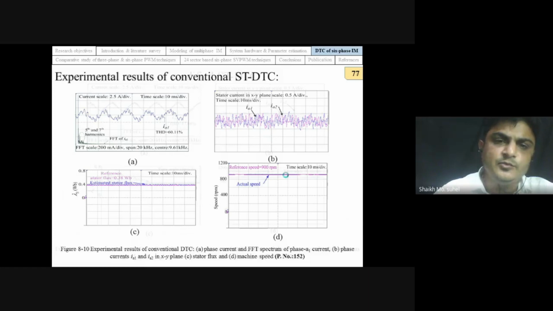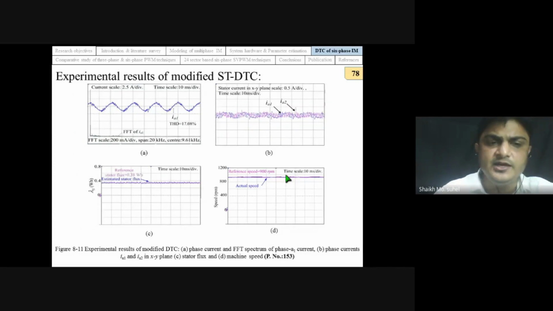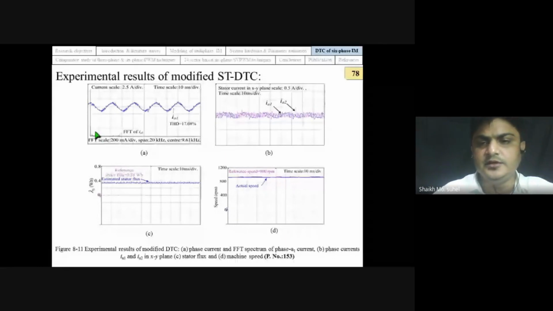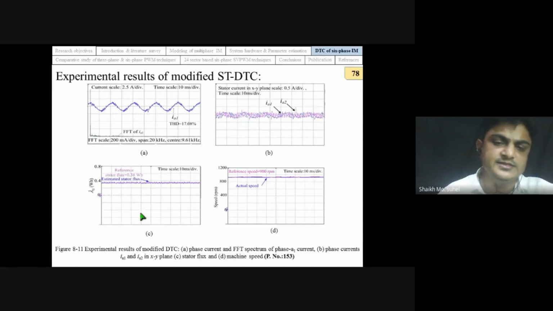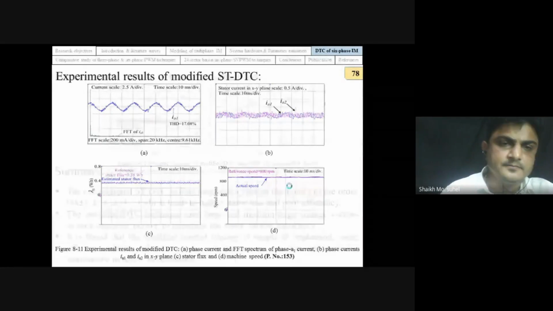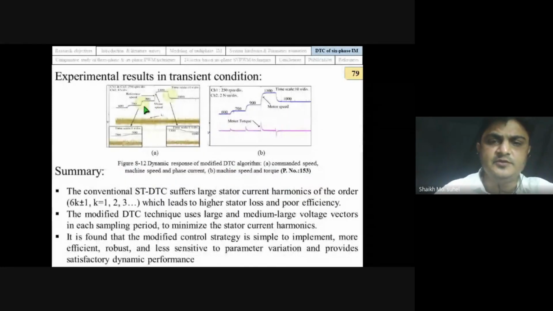While in case of the modified DTC technique, we have utilized two voltage vectors, and that's why XY harmonics are reduced, and the peak magnitude of XY harmonics is also very small. Here it also tracks the estimated stator flux and estimated speed very accurately. These are the dynamic responses that we have observed in case of modified as well as conventional STDTC.